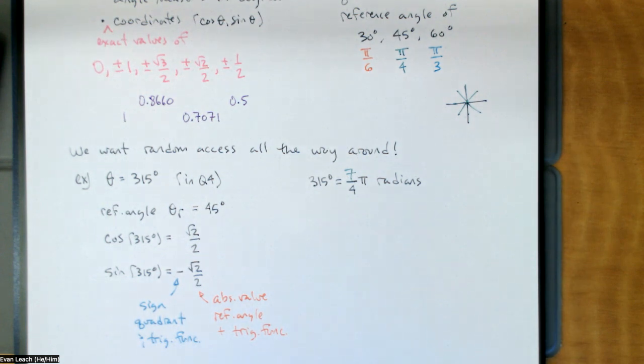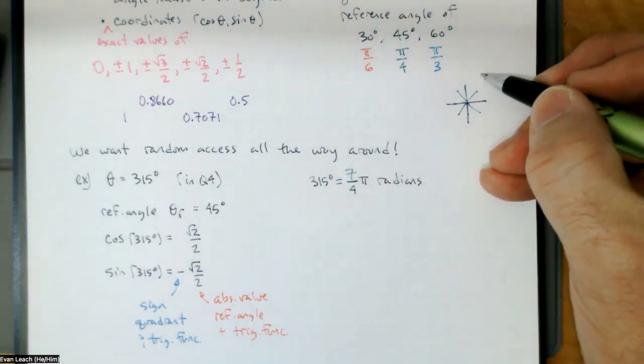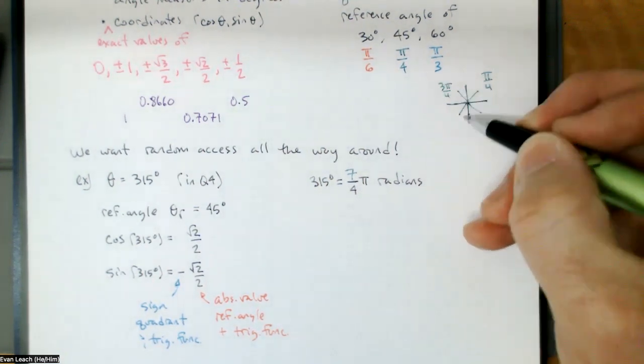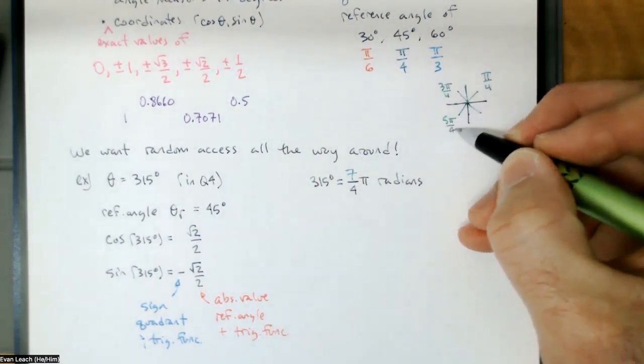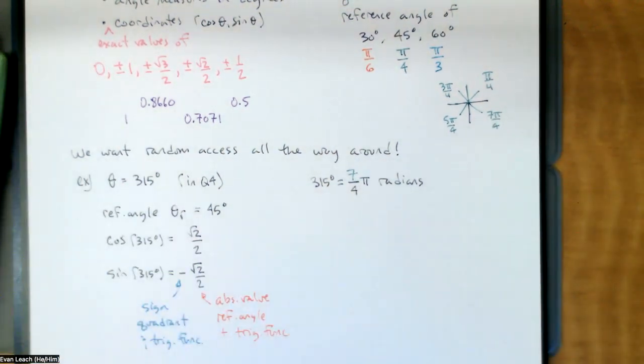The even multiples of pi over 4 are going to land on the quadrants, and the even will cancel out with 4 and make a 2 land on the quadrants. So the ones that we're going to be interested in are 1 pi over 4, 3 pi over 4, 5 pi over 4, and 7 pi over 4. So pi over 4 in the fourth quadrant is 7 pi over 4 radians.